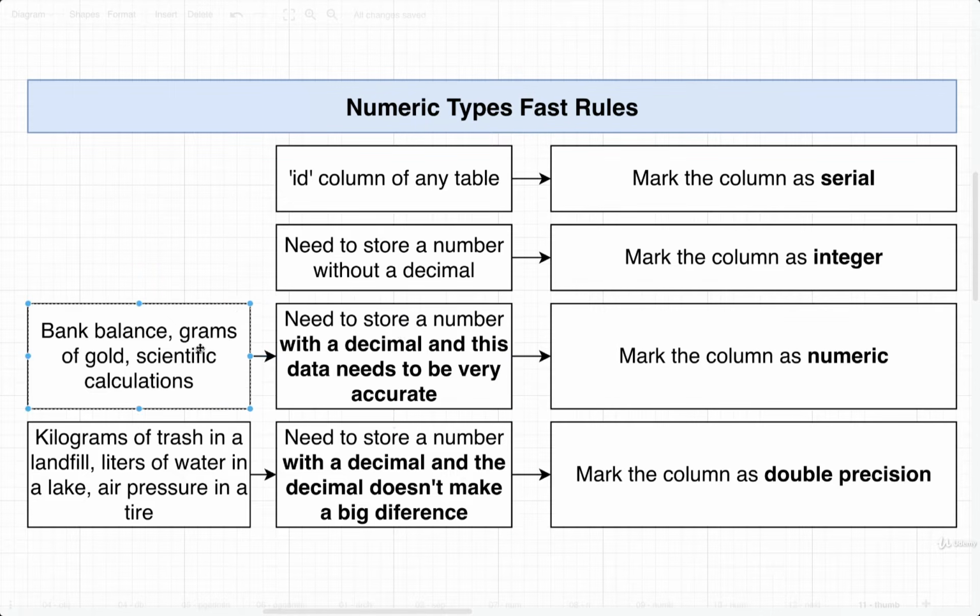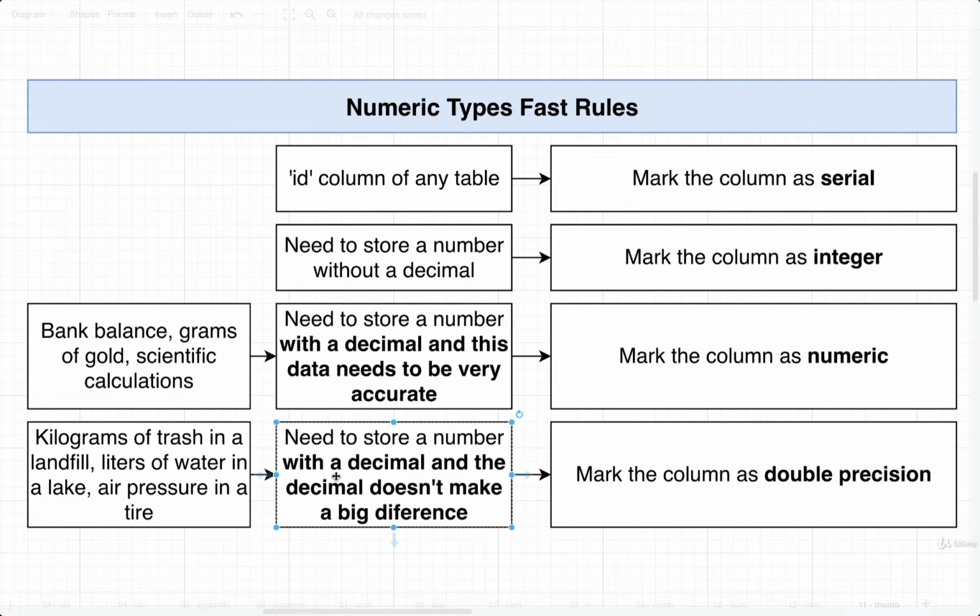So the next one, if we're ever trying to store a bank balance or a currency value, or some number that needs to be extremely accurate and very precise. So a bank balance, maybe the number of grams of gold a person has, or if we're trying to store some scientific numbers that we need to run calculations on, and it's going to be a number that has a decimal, then we're going to mark the column as numeric.